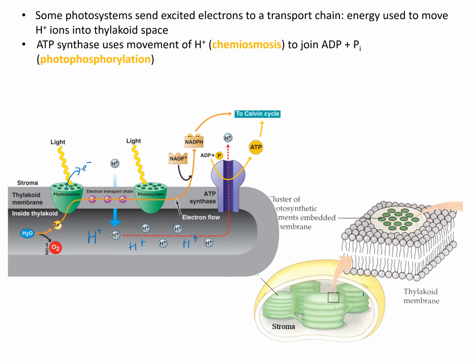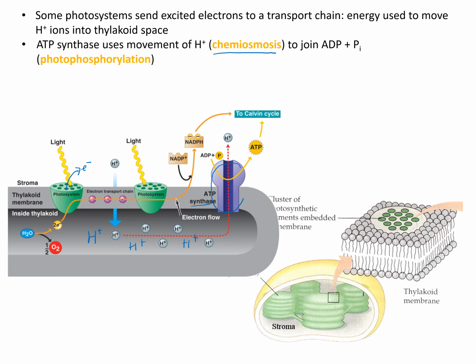Then we see here these hydrogen ions. We have this build-up, this concentration gradient, so that we can make use of it through this molecule. So we talk about chemiosmosis when we talk about this concentration gradient. And then this molecule here is our ATP synthase.